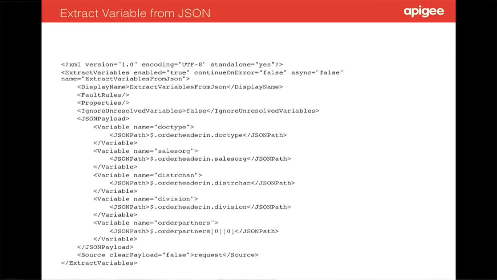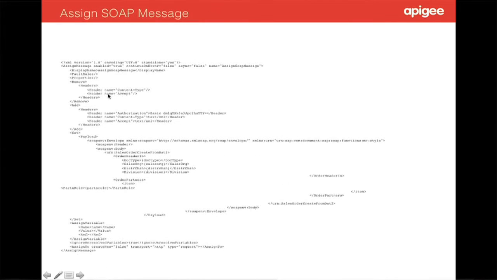So if the header was JSON, we're going to do the same thing, but we're going to use something called JPath or JSON path to take those variables, exact same variables, but they were submitted as a JSON request. And then you can see here the actual SOAP message, the template, and the variables that get dropped into that. You can see those variables down here: doc type, sales org, distribution channel.